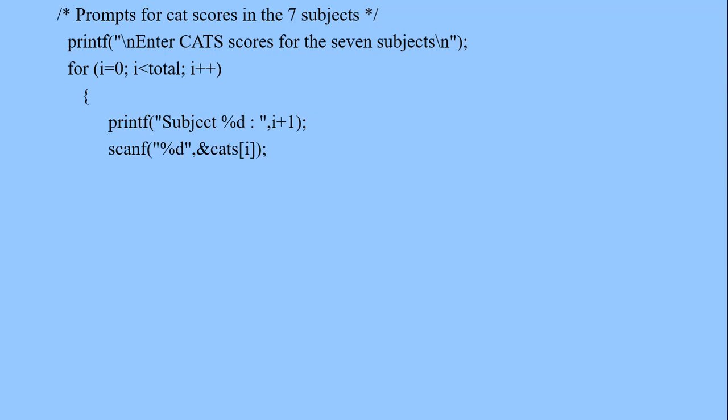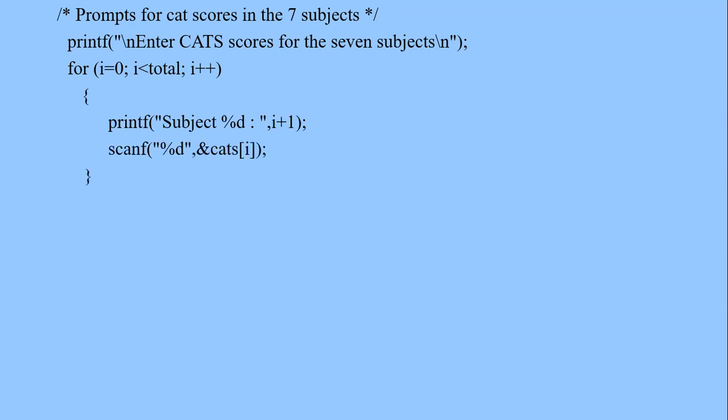And then we increment the value of I. If it was 2, it will now be 2 plus 1, which is 3. Then we check whether 3 is less than total. 3 is less than 7, which is true. If that is true, we then display subject. We display the subject number.